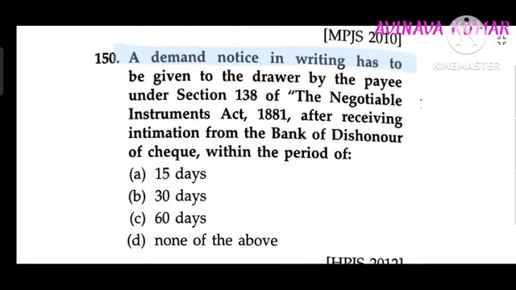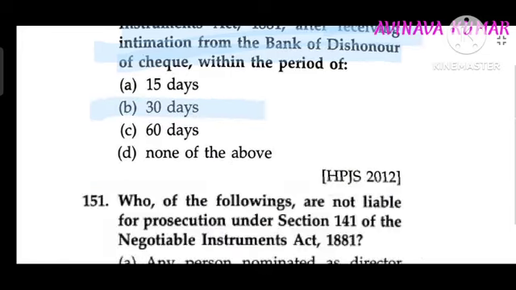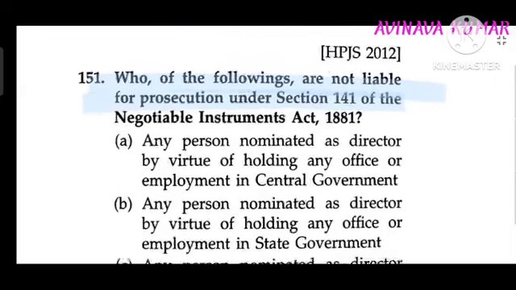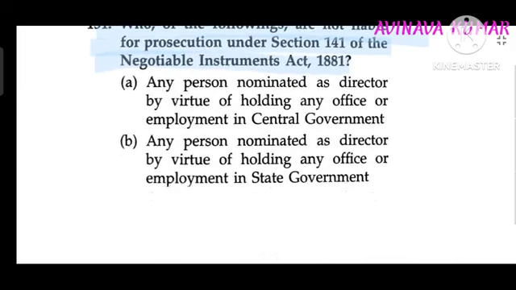A deemed notice in writing has to be given to a drawer by the payee under Section 138 of the Negotiable Instruments Act after receiving information from the bank of dishonor of the check within the period of 30 days. Who of the following are not liable to be prosecuted under Section 141 of NIA?